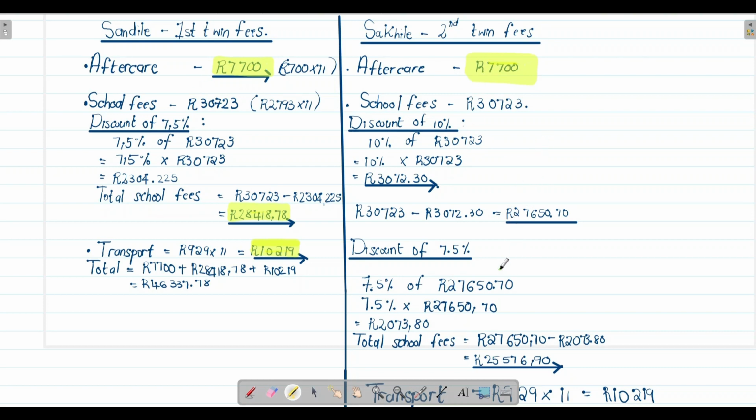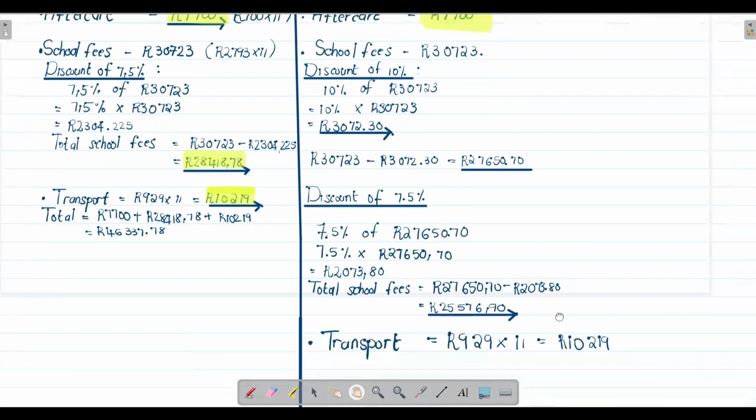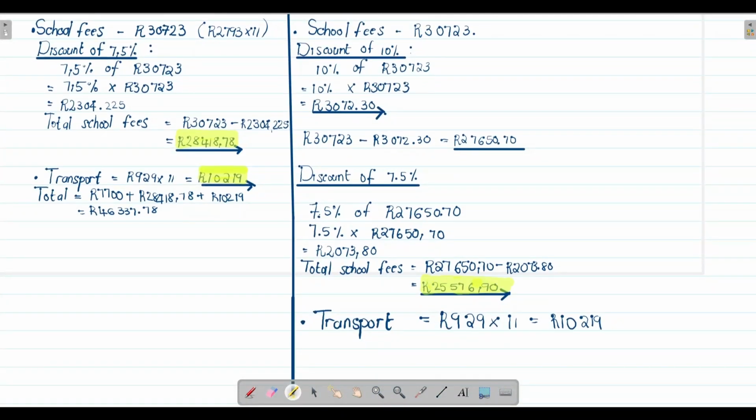We calculated the total that she pays for the school fees for the second twin, 25,576.90 cents, and we also calculated how much she pays for transport, obviously for the second twin as well, to be 10,219, right? So all that we need to do now is basically add up all these costs, right, together to get the total that she spent in one school year.